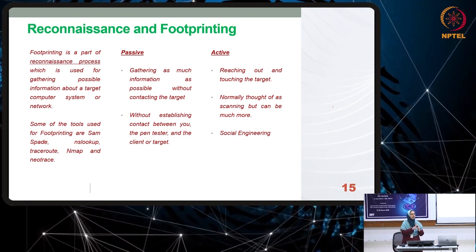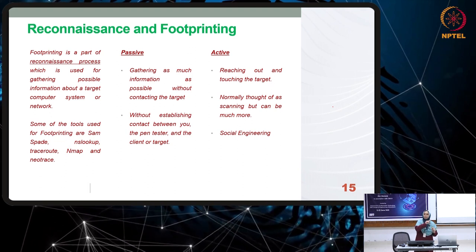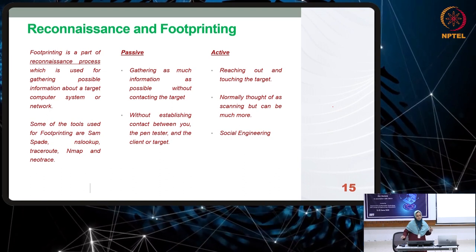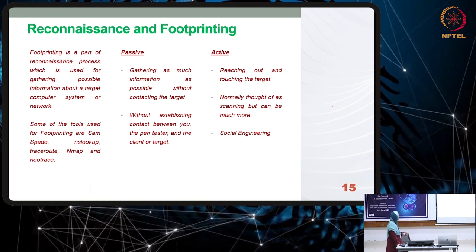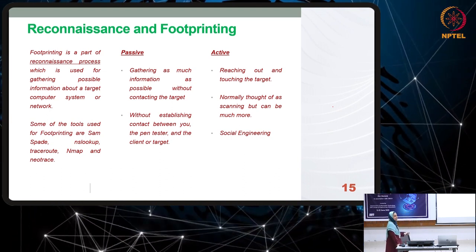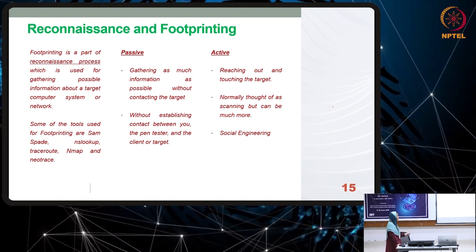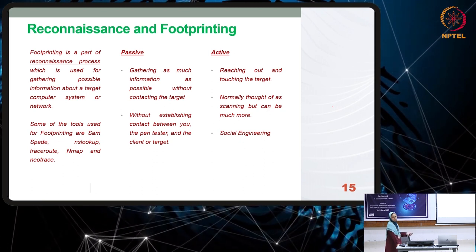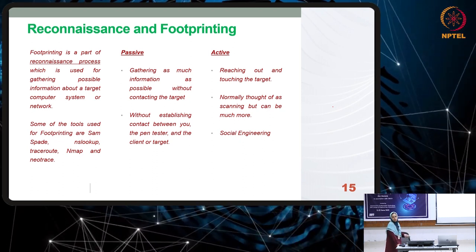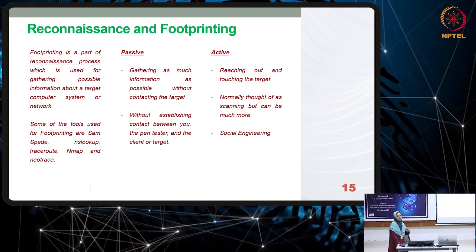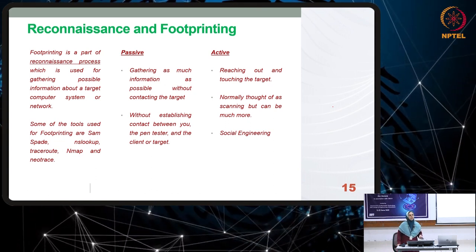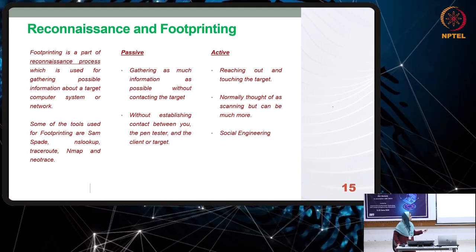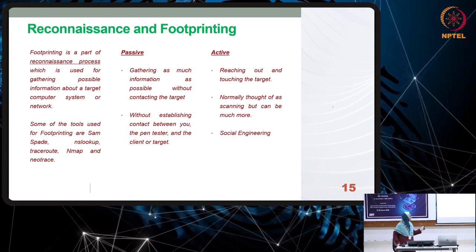So just remember the 2 types of reconnaissance: passive, without the knowledge of the target; active, with the knowledge of the target, right? We will see some examples. Active means establishing contact between the pen tester and the target, reaching out and touching the target. Just now I gave you an example: social engineering. In social media, we try to contact people and collect a lot of information, like where he is right now, whether he is away from his office or home. That is an example of active reconnaissance.